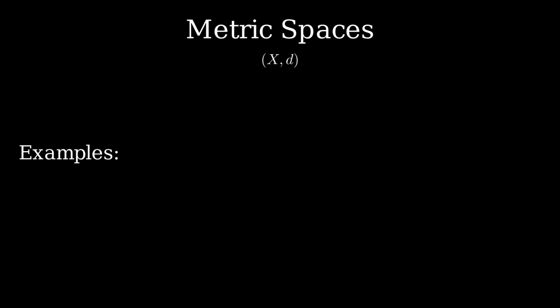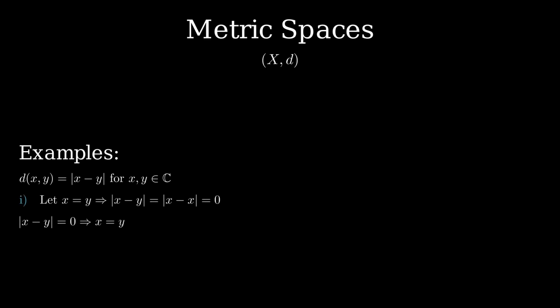We can define a metric on the set of real numbers and complex numbers by stating that the distance between two numbers X and Y is given by the absolute value of X minus Y. Let's check that this definition satisfies all metric conditions. Identity. If X equals Y, then the absolute value of X minus Y is 0. Conversely, if the absolute value of X minus Y is 0, then X must equal Y.